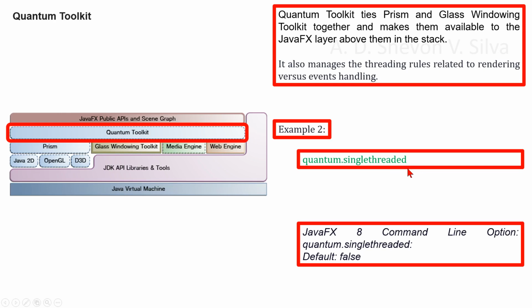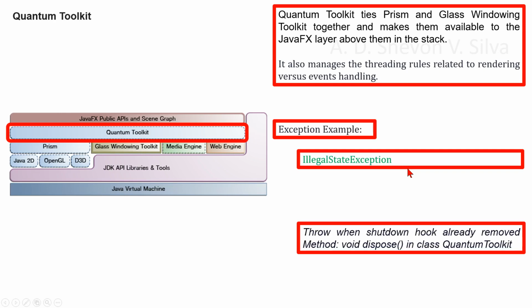As an example 2, we can consider the JavaFX 8 command line option quantum.singlethreaded. This option defaults to false. As an example, we can consider IllegalStateException. It is thrown when the shutdown hook is already removed. This exception can be thrown from void dispose in class QuantumToolkit.